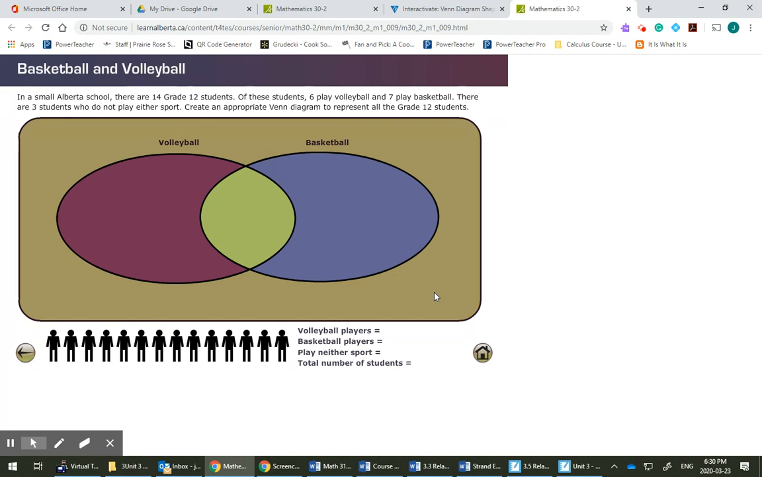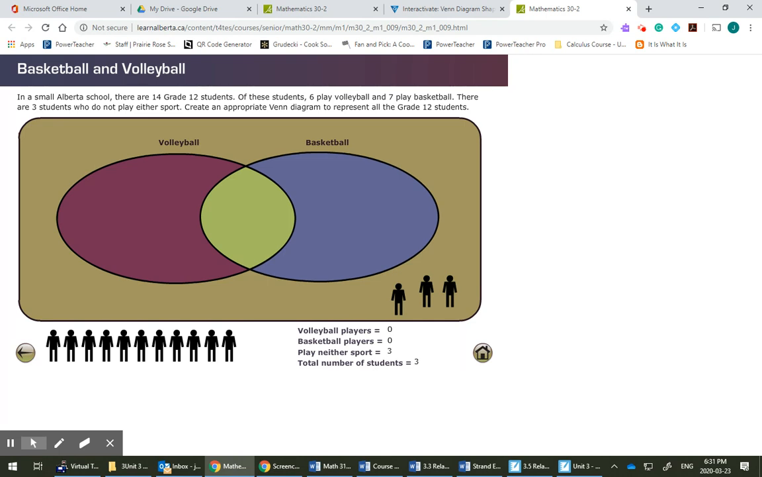So it says in a small Alberta school, there are 14 grade 12 students, and of these students, 6 play volleyball and 7 play basketball. There are 3 students who do not play either sport, and then we're going to create a Venn diagram using that information. First of all, we know that 3 students do not play either sport. We also know that there's 14 students. If you notice at the bottom, there's 14 students or 14 people. And so we want to first represent our 3 people who don't play either sport. Okay, so those are our 3 people that don't play either sport.